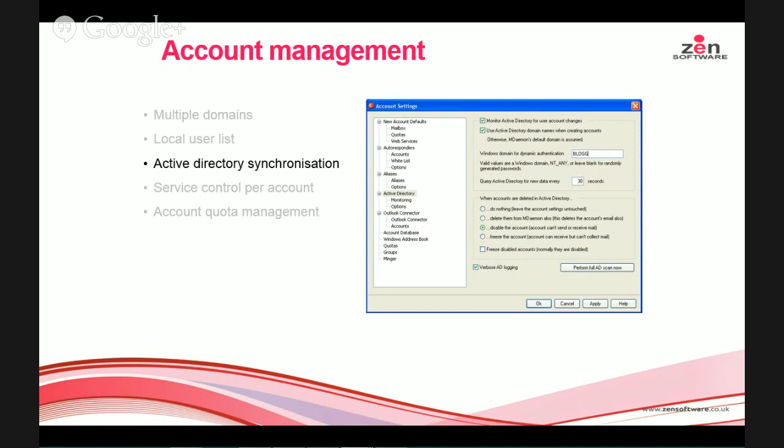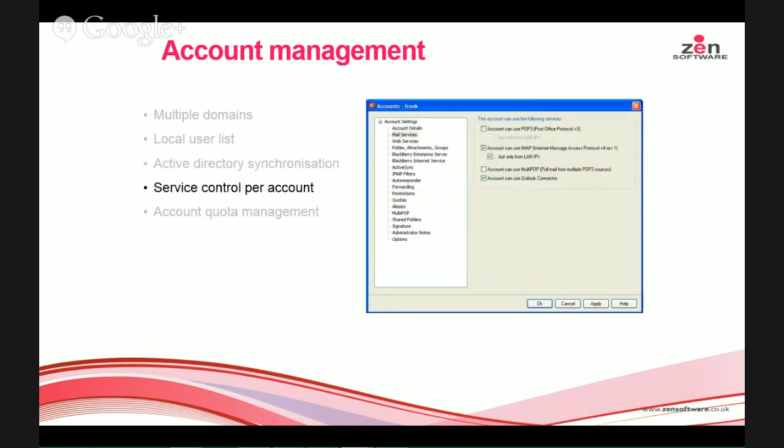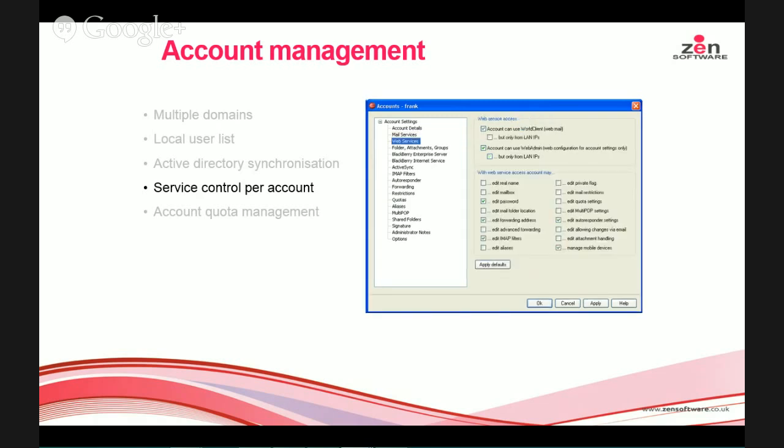You can also control access on a per account basis. There are very detailed per account controls. I won't go through all these again. I could probably spend a whole hour just talking you through the different settings here. But what's important is that you can say this user is allowed access through IMAP but not POP3, or they can only use one of these protocols from just the LAN network. That sort of thing. It's quite in-depth control.